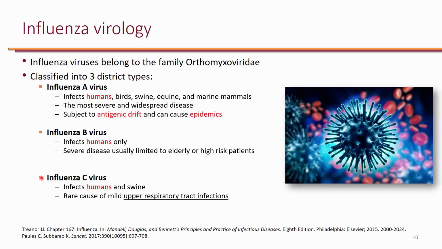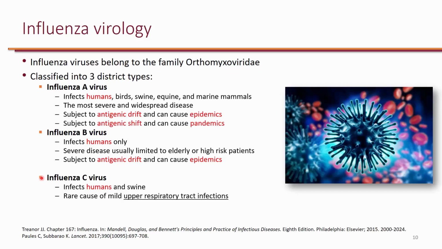Now, both influenza A and B are subject to antigenic drift, which are basically point mutations that happen in the genetic material of the influenza virus, and this leads to variation that can cause epidemics every influenza season.